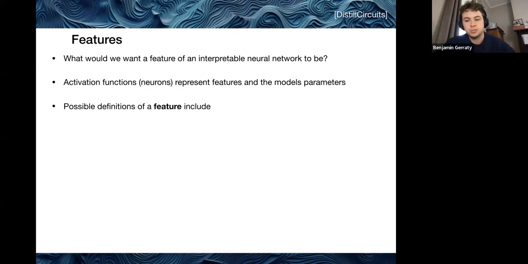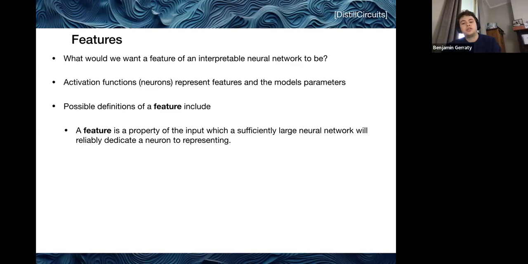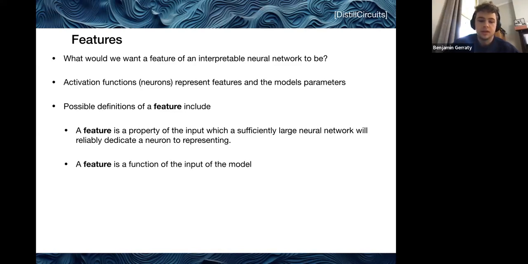So some quick possible definitions. I think this is best learned by example, but a feature could be thought of as some property of the input of the function, which a sufficiently large network would reliably dedicate a neuron to representing. Meaning that if your network was large enough and had enough spare neurons, it would eventually dedicate one neuron to represent one feature.